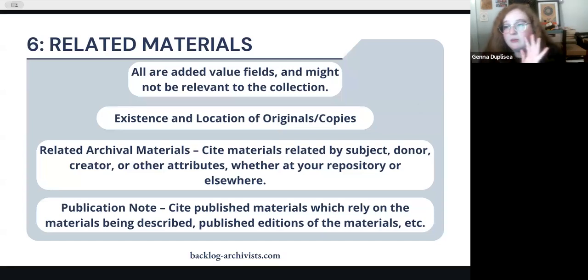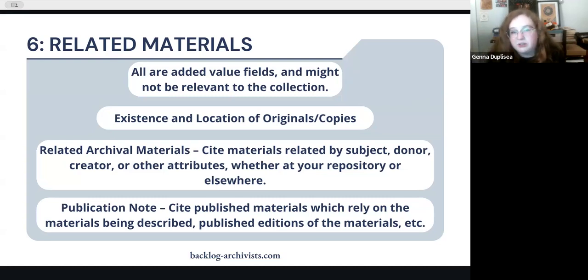In chapter 6, we're going to talk about related materials, but it's possible that none of these are going to be relevant to your collection, so they're all considered added value fields. So there's a field for existence and location of originals or copies. Maybe this collection is actually just a copy of a collection that exists somewhere else. But maybe the original collection at some other institution isn't described very well. And you've got a copy of it that's maybe a professor's research copy, but you've described it really well. So you can say that the originals are at this other institution, or vice versa.